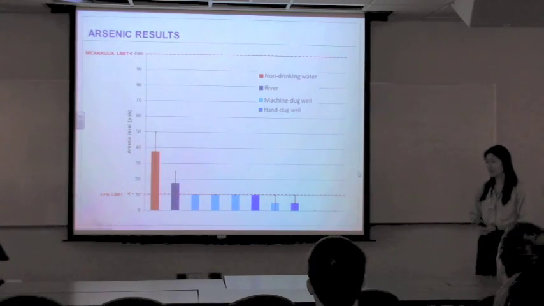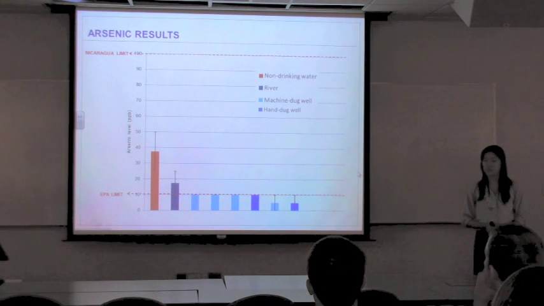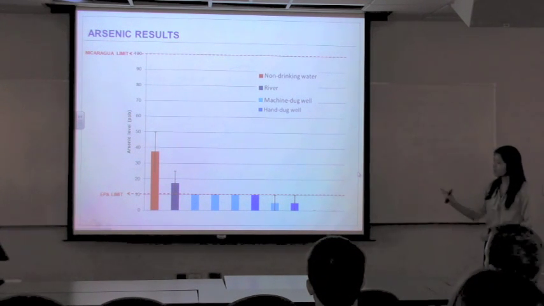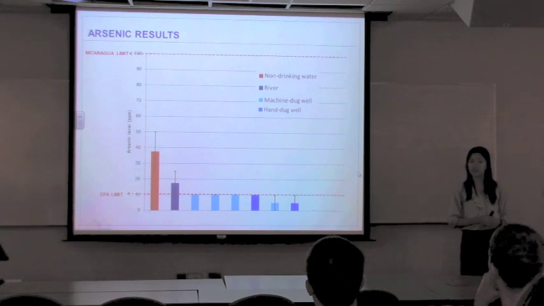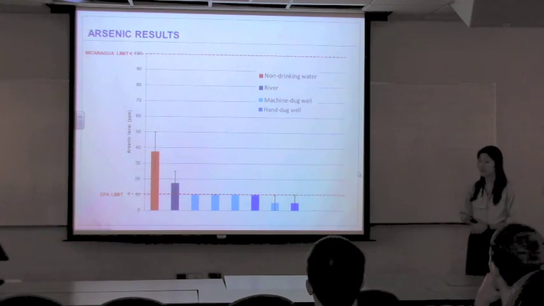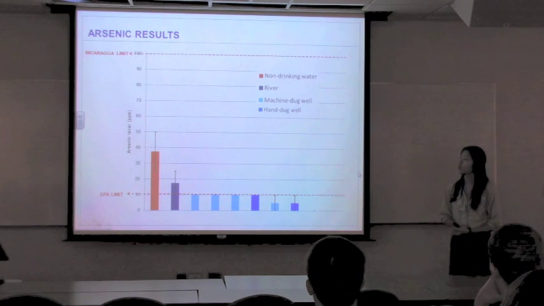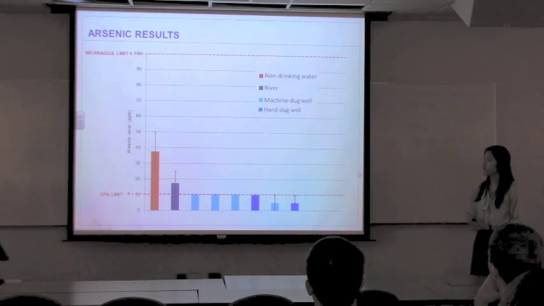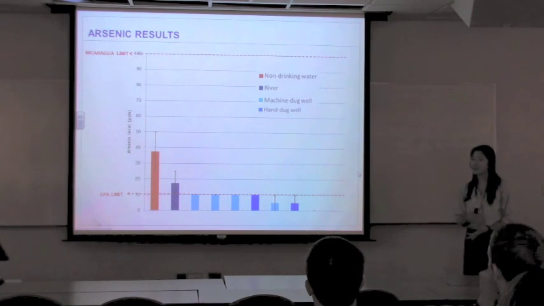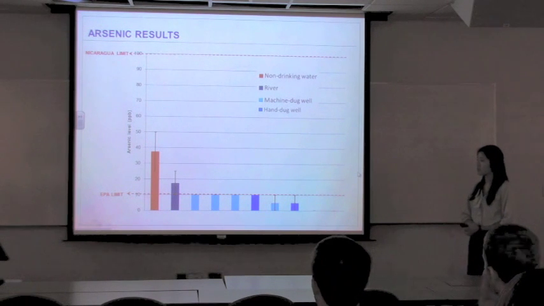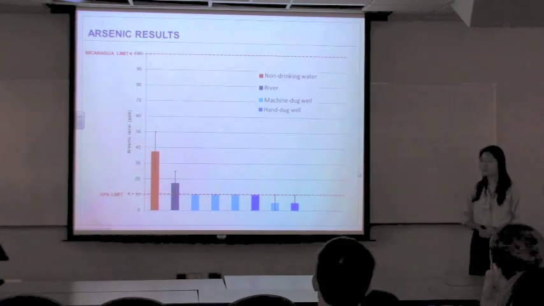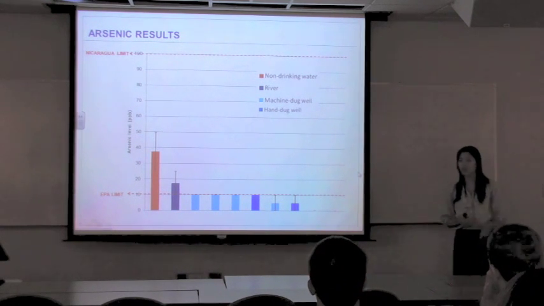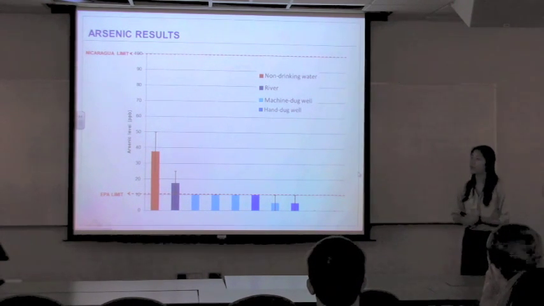For arsenic, the EPA limit is 10 parts per billion. And as you can see, most of the water samples were either at the limit of 10 parts per billion or below, which is really great. And the Nicaraguan limit is 100 parts per billion, and thankfully we didn't find any water sources with levels of arsenic that high. The highest level of arsenic we found was in that same open water source that was near the gold mine.